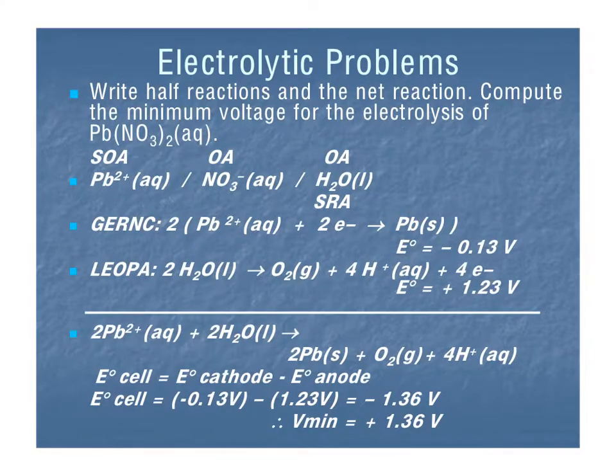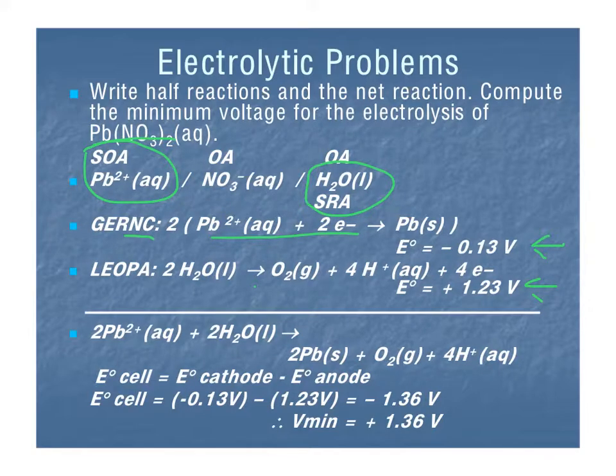Let's look at the electrolysis of lead nitrate. Identifying the strongest oxidizing agent, we find that lead ions are our strongest oxidizing agent, whereas water is our strongest reducing agent. At our cathode, let's write the reduction reaction of lead ions into solid lead, and we see that the cell potential there is negative 0.13 volts. At the anode, we write the oxidation equation for water, and the cell potential there is positive 1.23 volts.